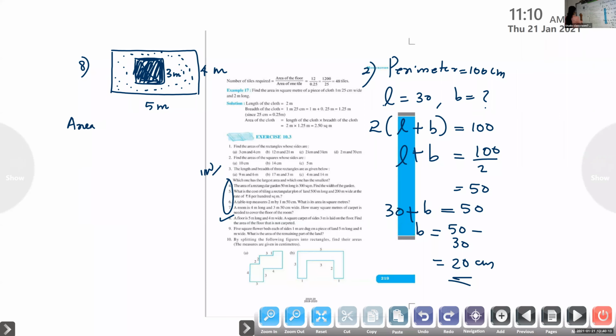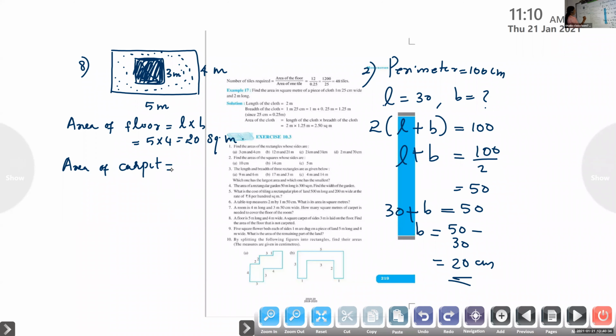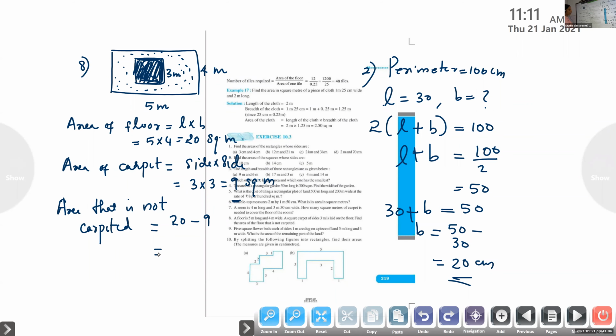Area of floor is a rectangle, so it is L into B, that is 5 into 4 equal to 20 square meter. And area of carpet, it is a square, side into side, equal to 3 meter into 3 meter equal to 9 square meter. And the area which is not carpeted equal to 20 minus 9 equal to 11 square meter is vacant. It is not carpeted. I think it is clear to you.